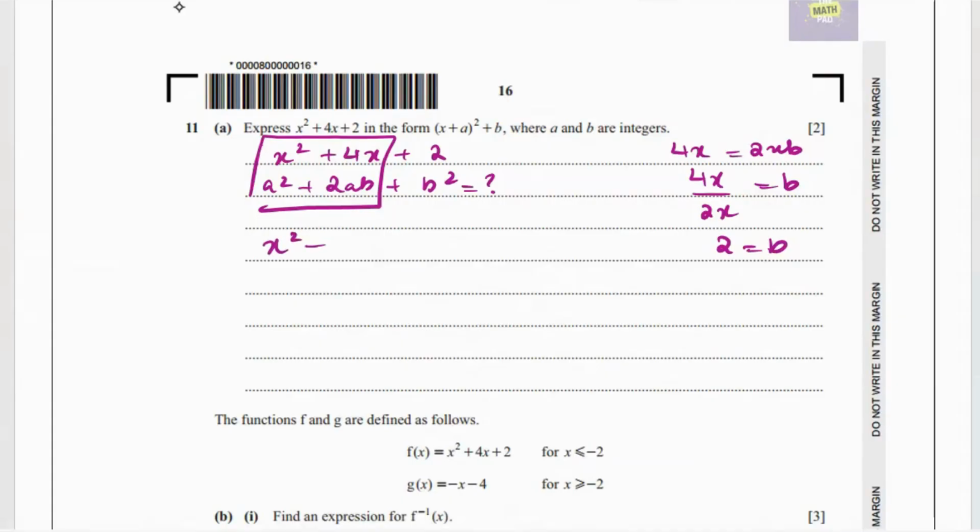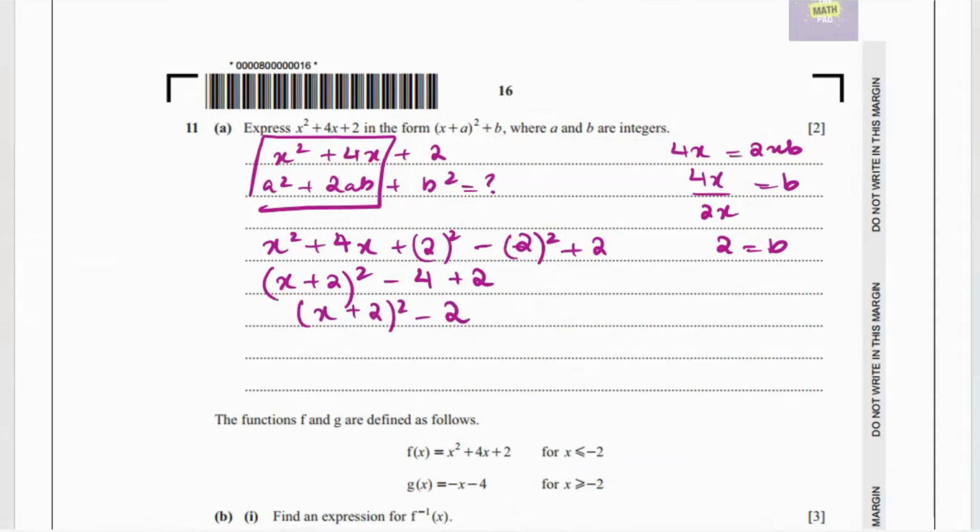So x squared plus 4x plus 2 squared, because plus b squared. And then we do minus 2 squared plus 2. The reason why we're doing minus 2 squared is because plus 2 squared is a new term that we introduced in the equation. So we have to subtract it as well. So the complete square would be (x plus 2) whole square. The minus 2 squared becomes minus 4, which comes outside the bracket. And (x plus 2) squared minus 2 is your answer. So a is 2 and b is -2.